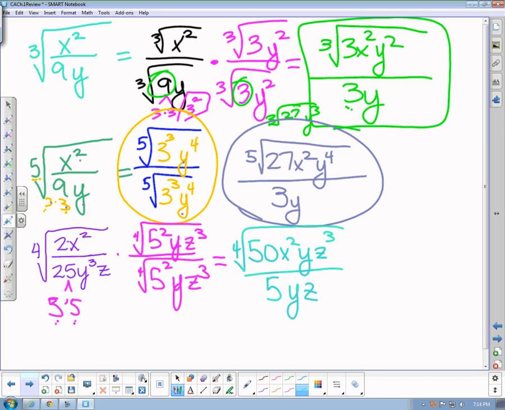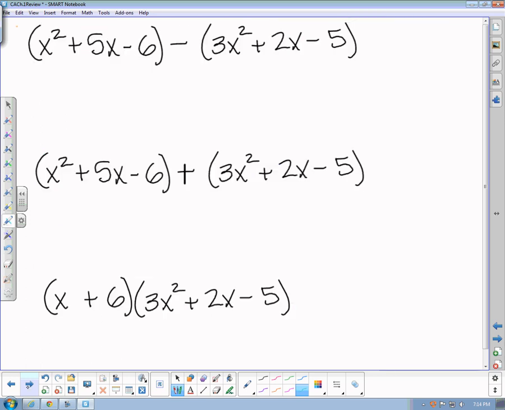So that's simplifying rational expressions. Then getting into adding, subtracting, and multiplying, dividing polynomials or algebraic expressions. When you're subtracting, you have to subtract like terms. So that would become a negative 2x squared. Then plus 3x. And a negative 6 minus a negative 5 is going to be the same as a negative 6 plus 5. So minus 1.